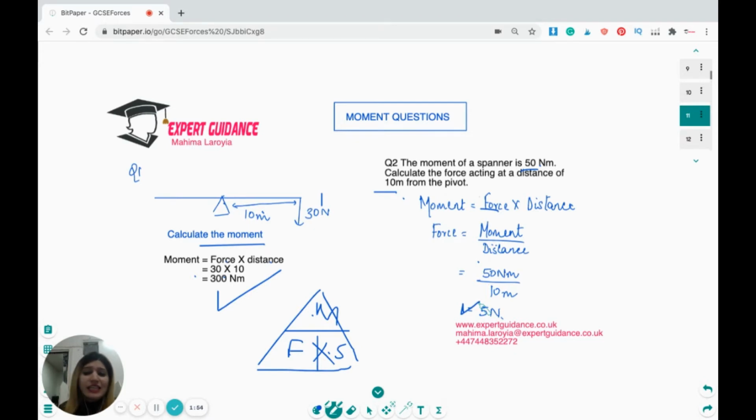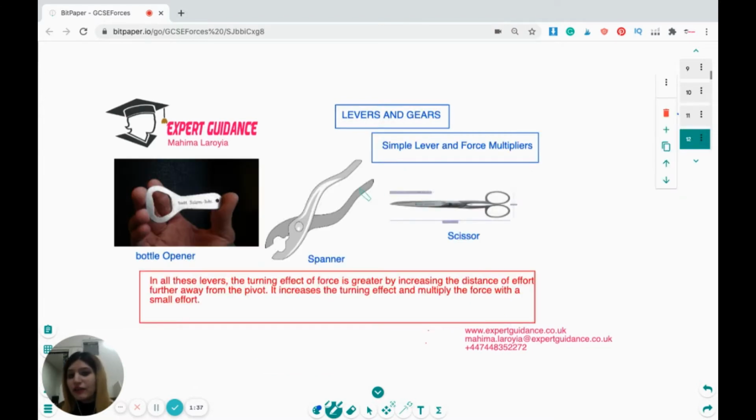Now please take care of the units here. The force has to be in newtons and distance has to be in meters. In the exam, they give you centimeter units, and students end up using the same formula without converting the units to meters, and then they lose marks. So make sure that you take care of the units.